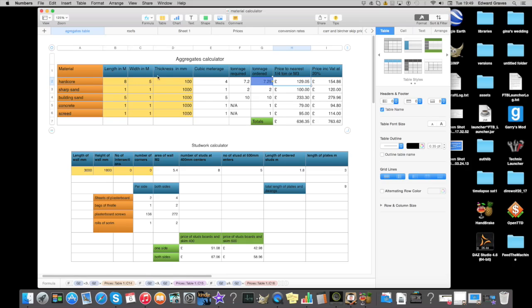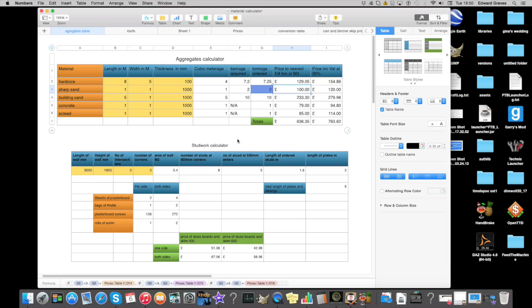So that gives us a ton for that, and it does the same for sharp sand, building sand, concrete, and screed. Screed only does by these two by cubic meters, because I don't need to order tons of concrete. I order cubic meters of concrete and screed. And then these are just times 20%. So that's how I worked that bit out. That was the aggregates calculator.